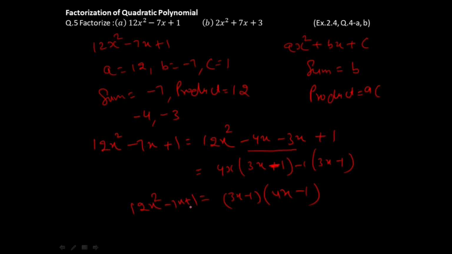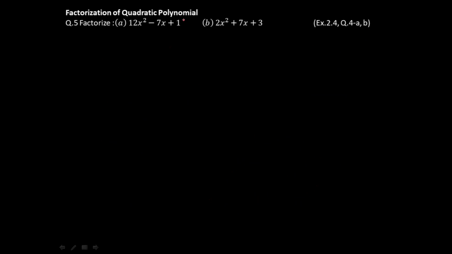What was factorization? To put any quadratic polynomial equal to a product of polynomials, linear polynomials, whatever, means this whole thing equal to a product of something. This is called the factorization method. Let me pick the second part as well. Second part. Okay.